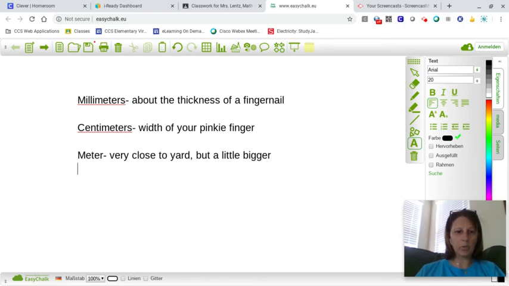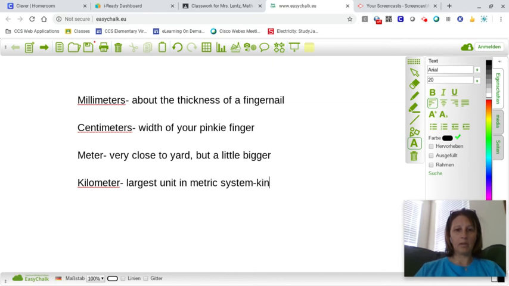Now there's one more I want to go over with you real quick. It's called a kilometer. And this is the largest unit in the metric system. Kind of like miles. So this would be used to measure longer distances.